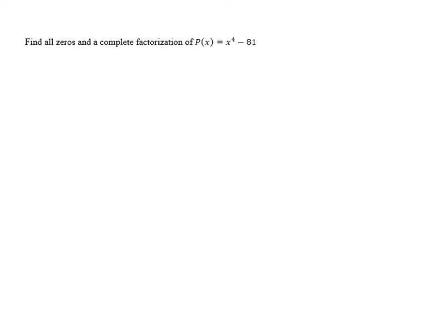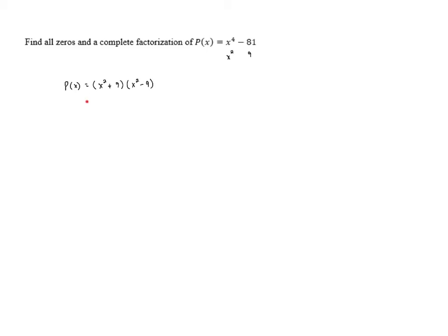Find all zeros in a complete factorization of p of x equals x to the fourth minus 81. This is actually a difference of squares. X to the fourth is x squared squared, and 81 is 9 squared. So we can rewrite this as x squared plus 9 times x squared minus 9.